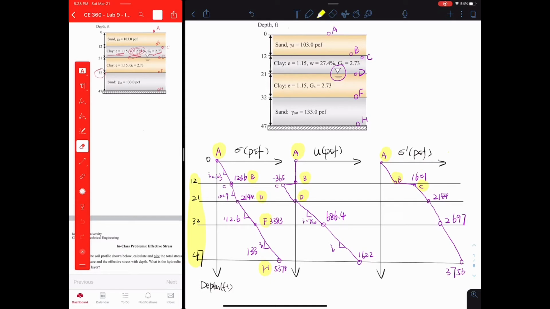Here we are going to draw the line according to the slope. The slope is equal to the unit weight of each layer. As you know the slope of each line, you can draw this line accurately. And for these two lines, the unit weight is equal to gamma W, which is a constant, so this line does not change its slope. Okay, so that's all for example 1.